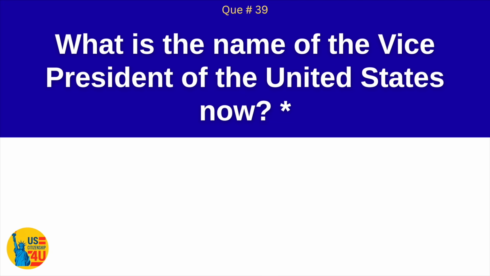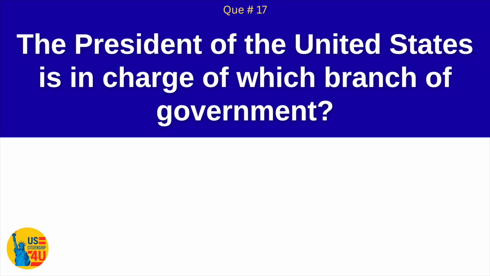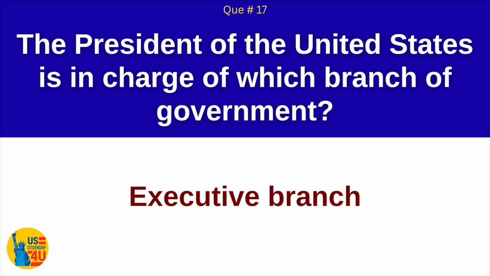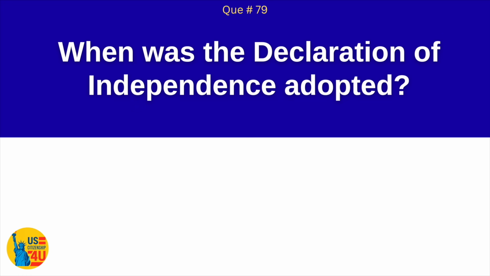What is the name of the Vice President of the United States now? J.D. Vance. The President of the United States is in charge of which branch of government? Executive branch. When was the Declaration of Independence adopted? July 4, 1776.